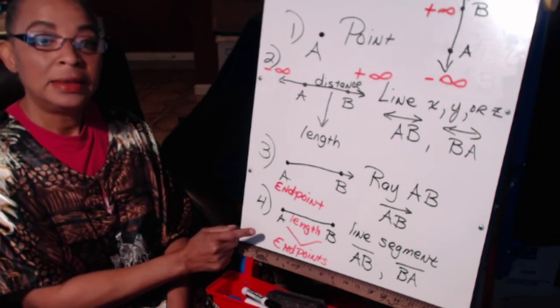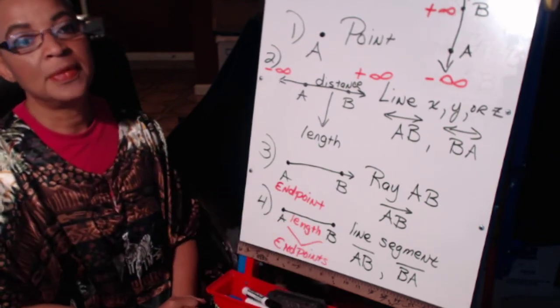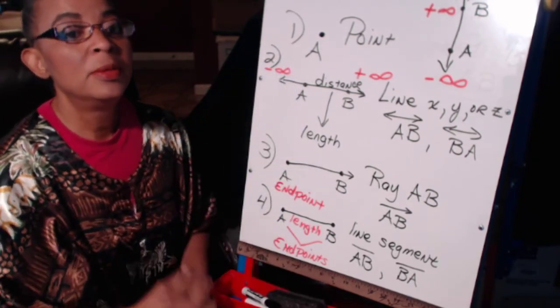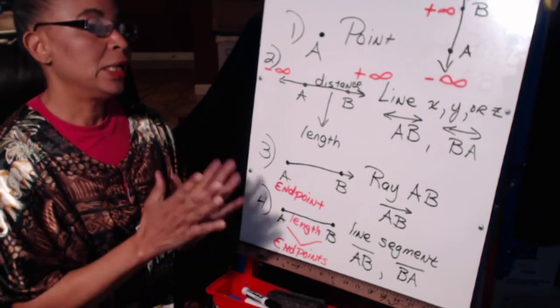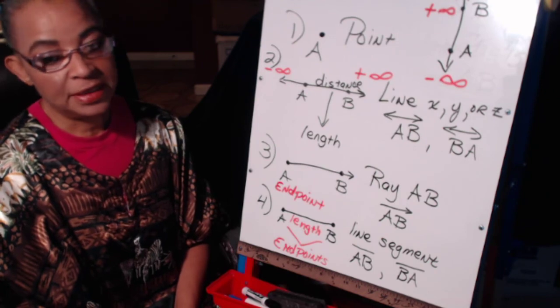With a line segment, we have two endpoints. With all of these, we can determine the length between those points. We cannot determine infinity or positive or negative infinity.